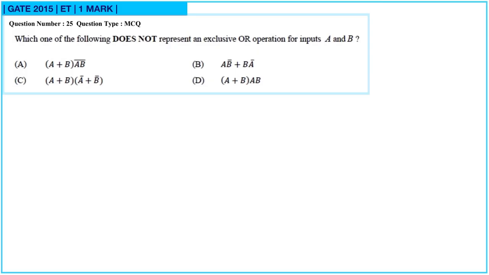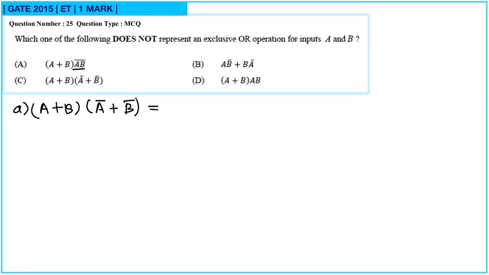Question 25. Which one of the following does not represent an exclusive OR operation for inputs A and B? So let us check for each option. Option 1 is A or B. I can use De Morgan's law here. So this will be A bar or B bar.